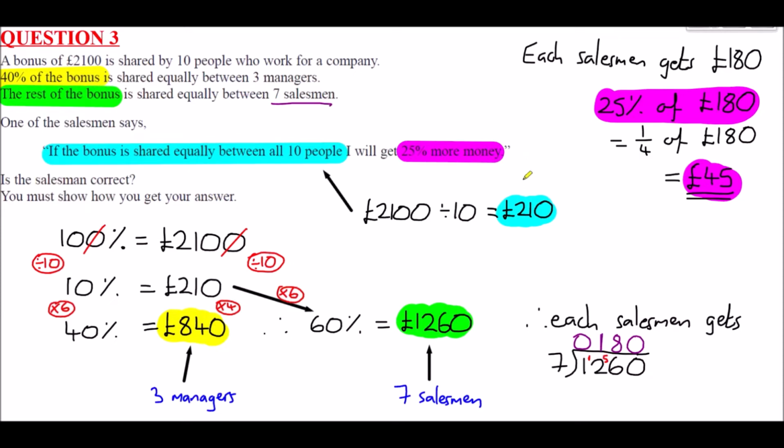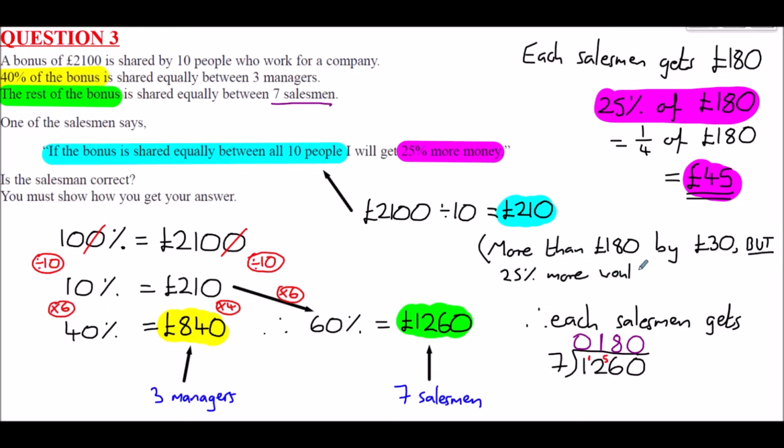However, £210 is actually more by only £30. That's more than 180 by £30, but 25% more would have been £45 more.